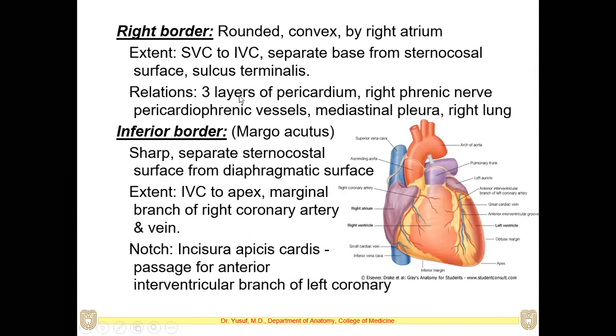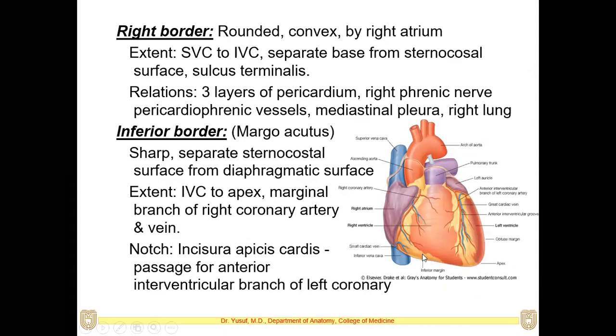Coming to the relations, there are 3 layers of the pericardium, as you know, the fibrous as well as the 2 layers of the serous pericardium. The right phrenic nerve will be running here beside that. Then the pericardiophrenic vessels will be there. Then the mediastinal pleura as well as the right lung, everything will be in relation to the right border.